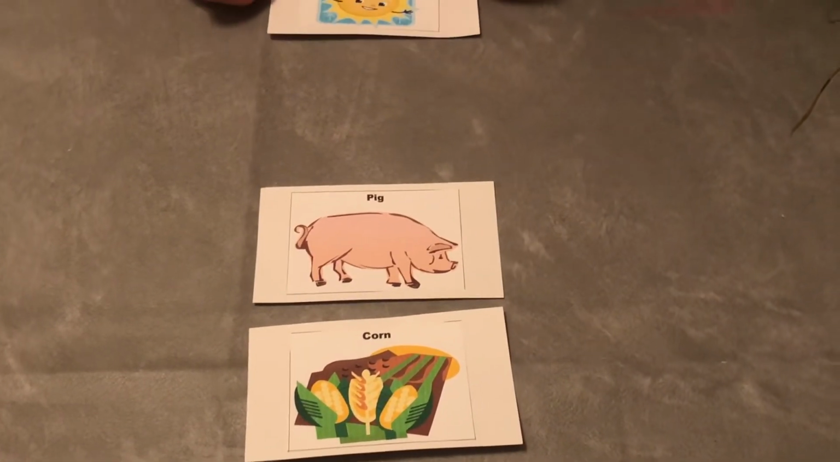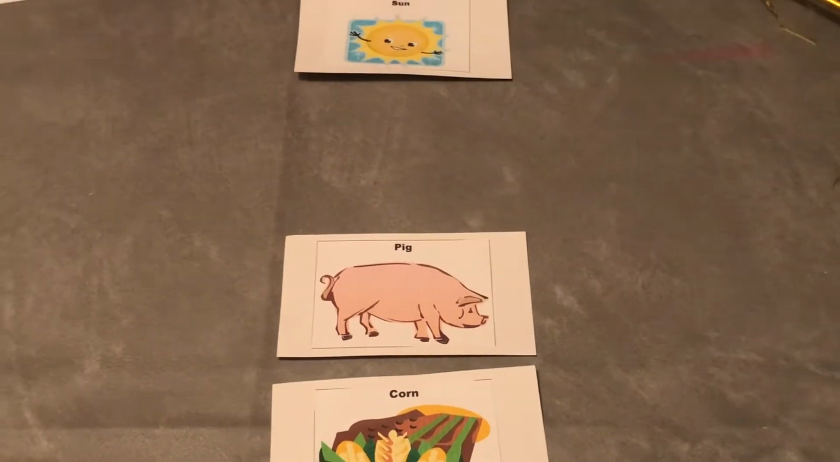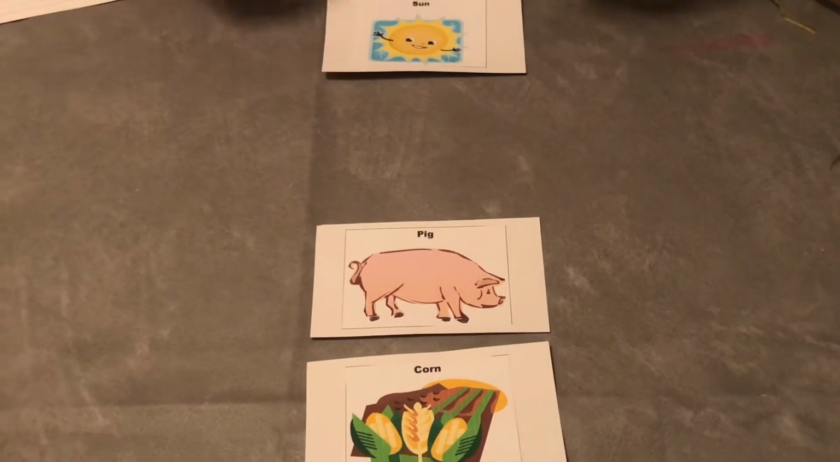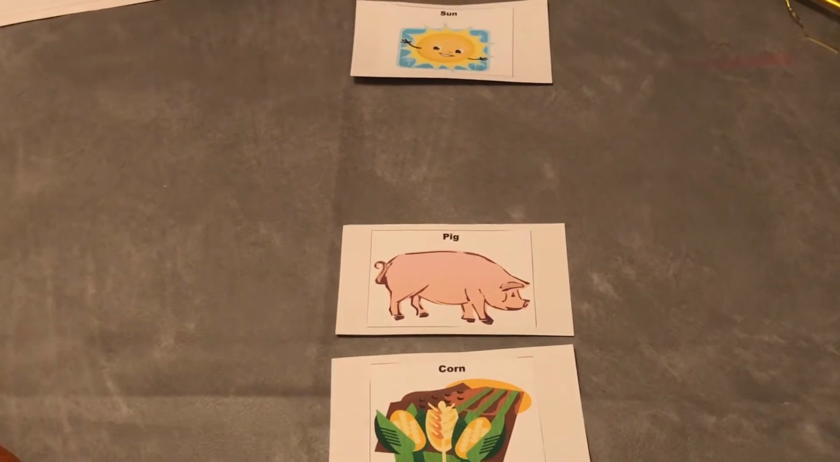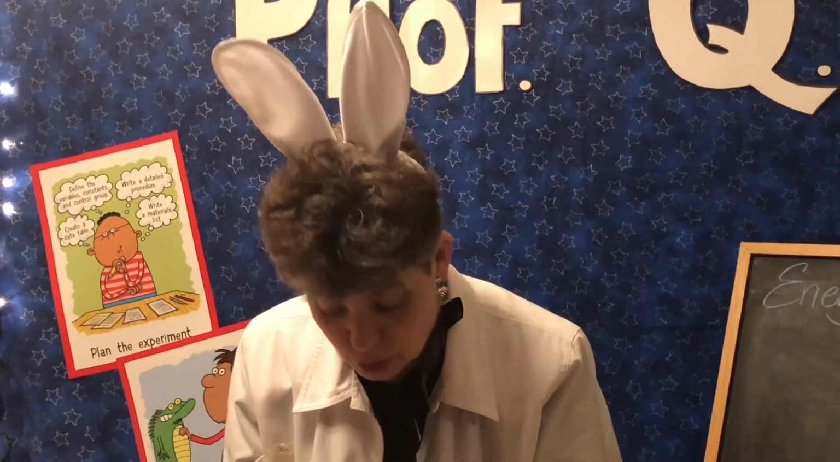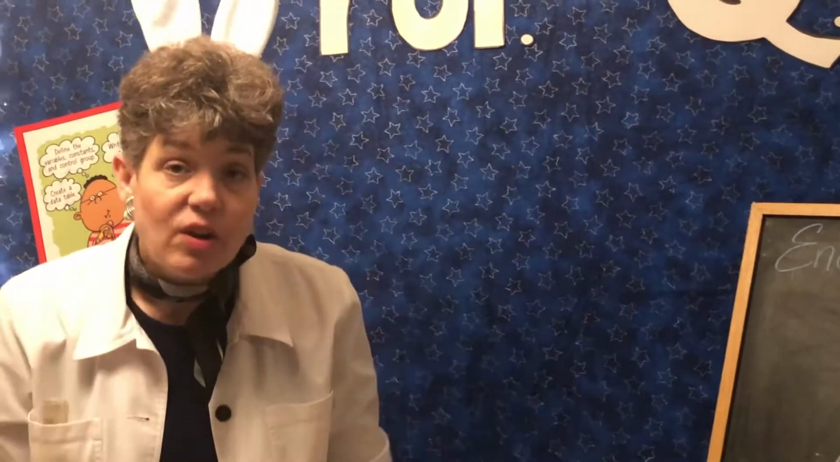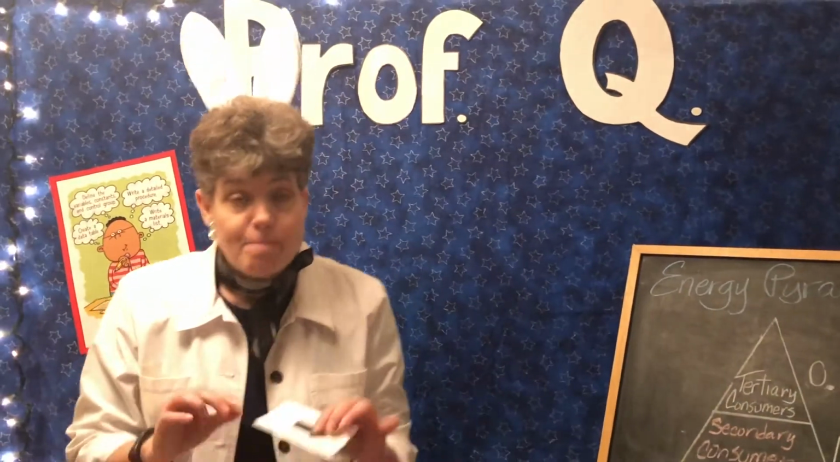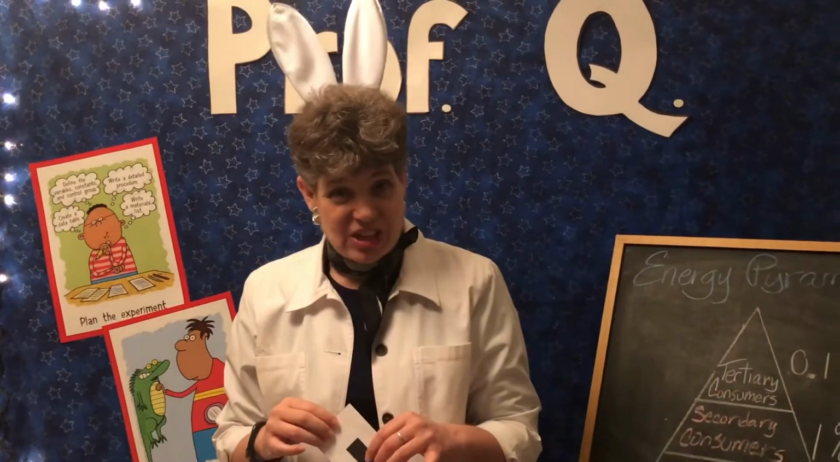We have the sun, and we have corn, and we have the pig. So where would that energy from the sun go to? Would it first go to the pig or first go to the corn? What do you say? You're right. That energy would first go to the sun. Now, how do we represent energy and that flow? It's through an arrow. Arrows are very key components to the food chain, and we have to make sure that they're flowing in the right direction.